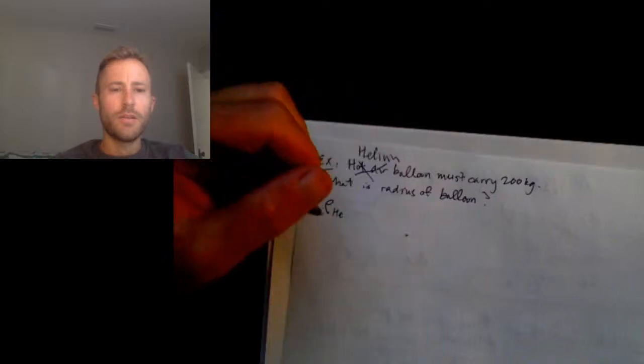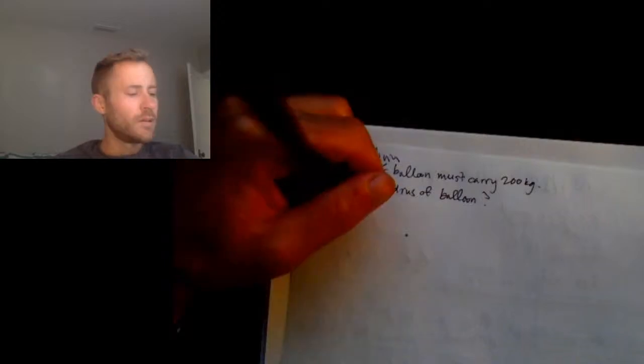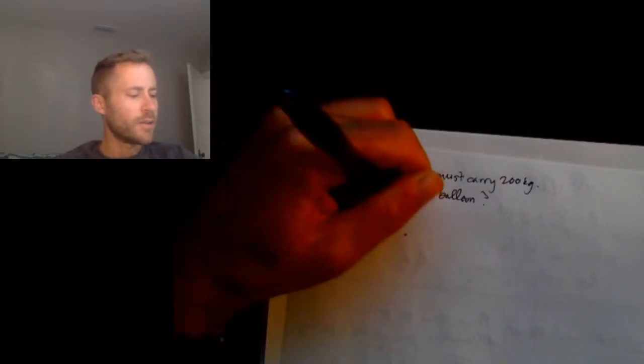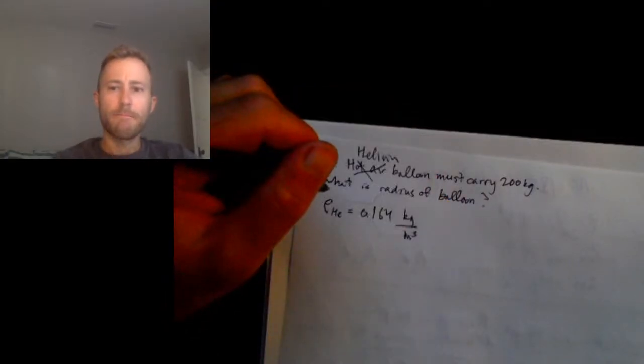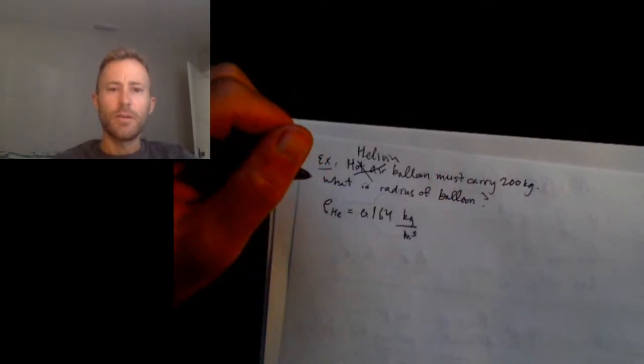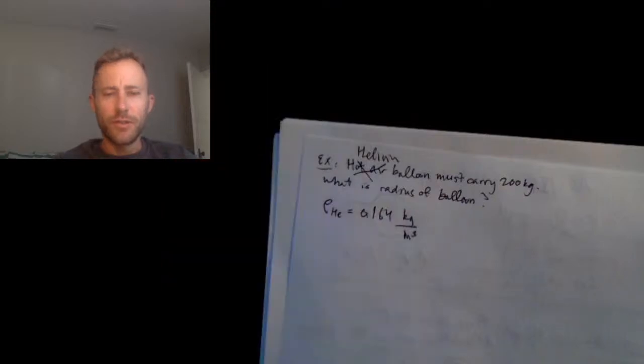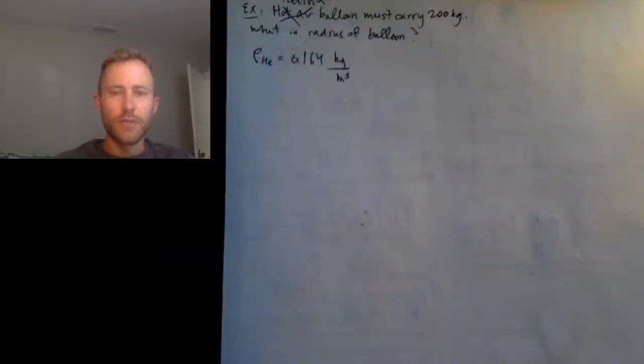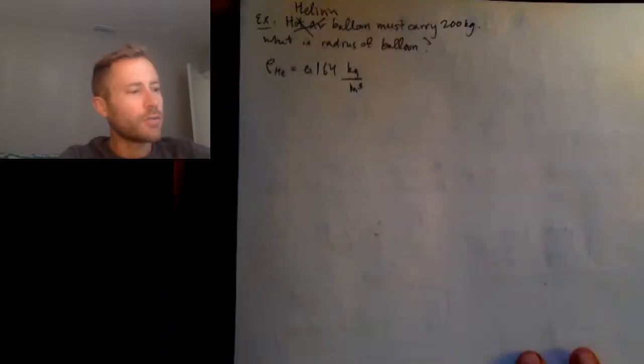So helium, let me look this up. The density of helium is 0.164 kilograms per cubic meter. So that is the density of helium, 0.164 kilograms per cubic meter.